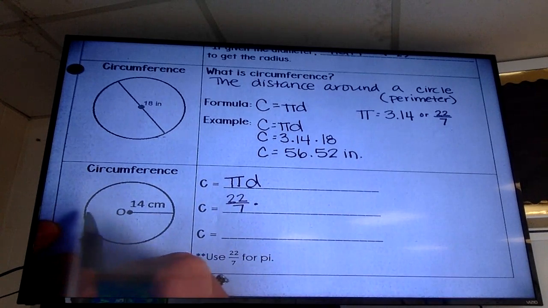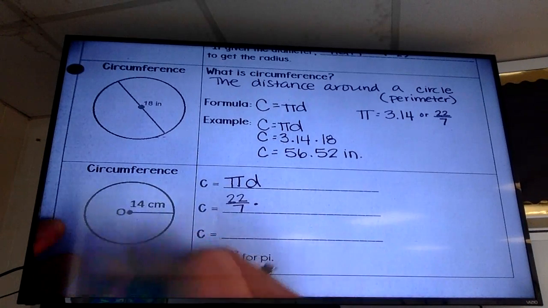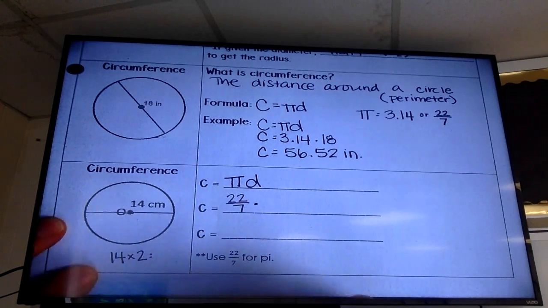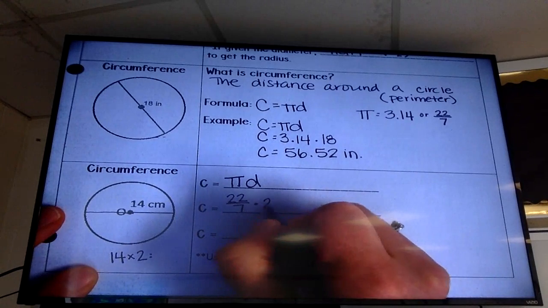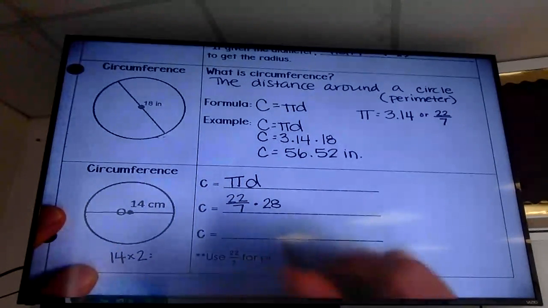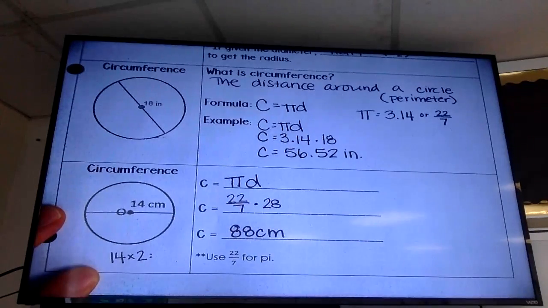But remember, diameter is all the way across my circle, and this is just my radius. That's half of my circle. So to get my diameter, I have to say 14 times 2. That way it makes me go all the way across my circle. So my diameter would be 28. Okay, so using my calculator, I can use the fraction button. It says 22 sevenths times 28. We'll find out the circumference is 88 centimeters.